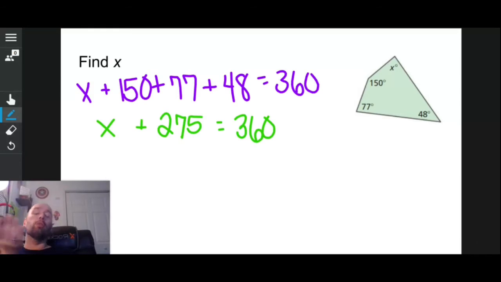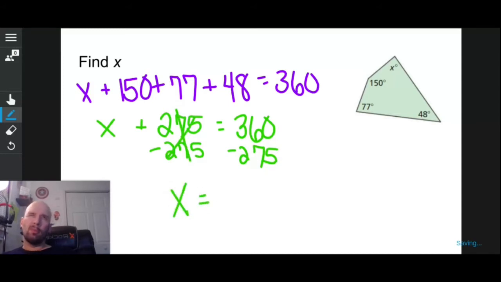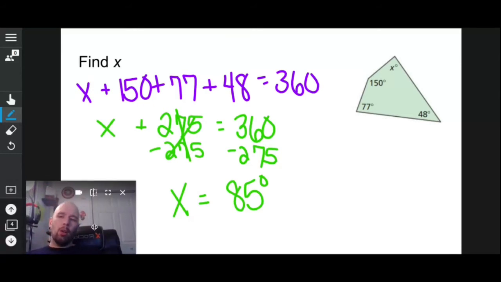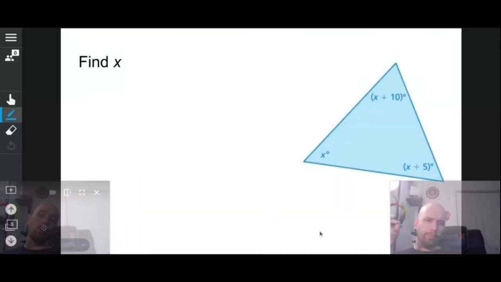Is x all by itself? No. What's in the way? 275. So I'm going to subtract 275 from both sides. I believe that's 85. So x equals 85, and we'll throw a degree symbol in there. Okay, so the angles in a quadrilateral four-sided figure add up to 360 degrees. We're not going to deal with quadrilaterals, I think, at all in this chapter. What we are going to deal with are triangles. So let's start out with doing the same type of problem with the triangle.